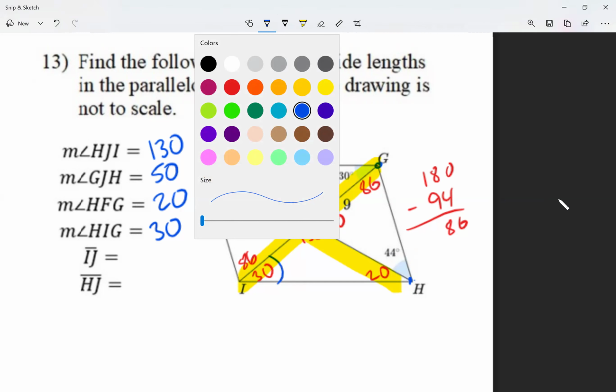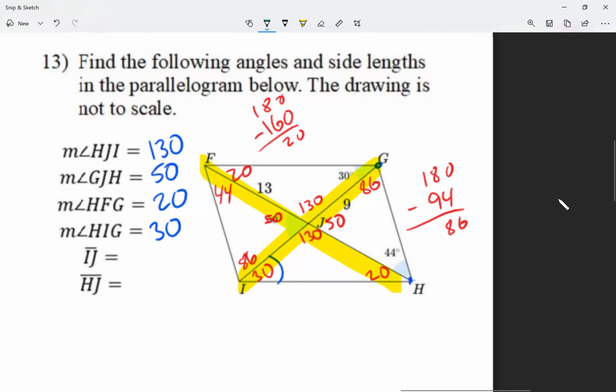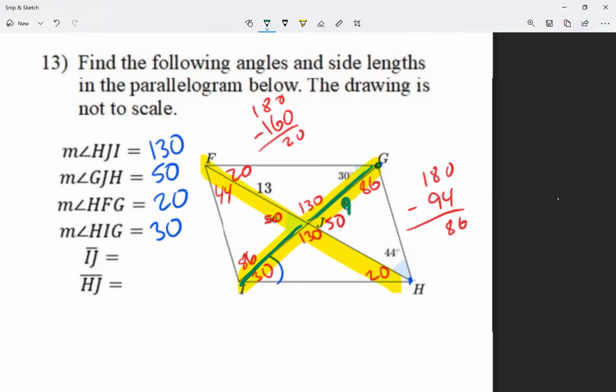So having that said, let's change this to something that can be seen. Let's go with green, dark green. I see my diagonal GI. You see my diagonal GI? So from G to I. One part of my diagonal is 9. I can see the 9 here. I'm going to say the other part of my diagonal, so IJ, is also going to be 9. So remember, my diagonal gets cut in half. So if one half is 9, the other half is 9 as well.